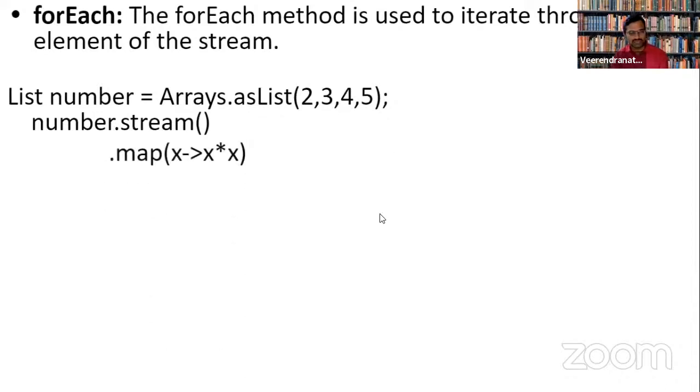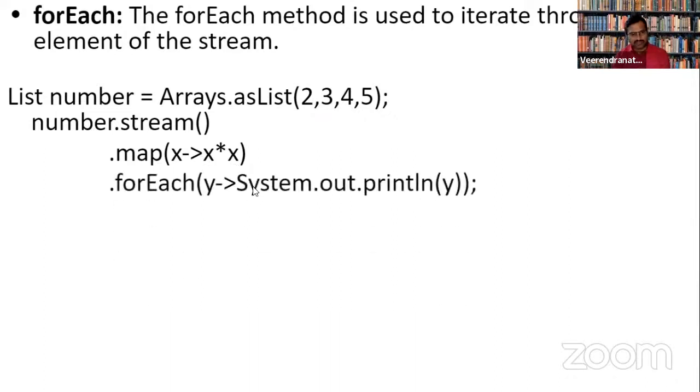So we have 2, 3, 4, 5 as the list. So number dot stream dot map. So what exactly are we doing again? We are squaring each number. So that is what it is: 2 square, 3 square, 4 square, and 5 square.